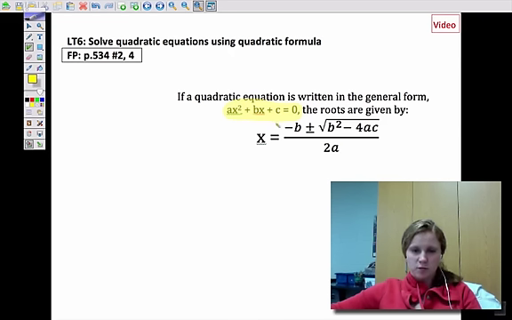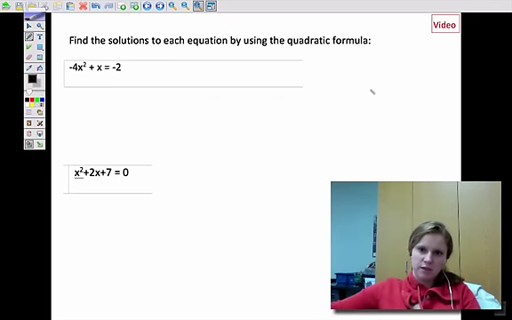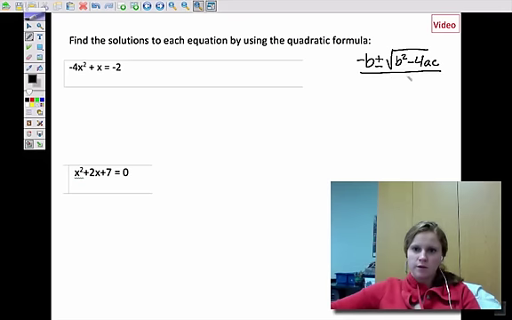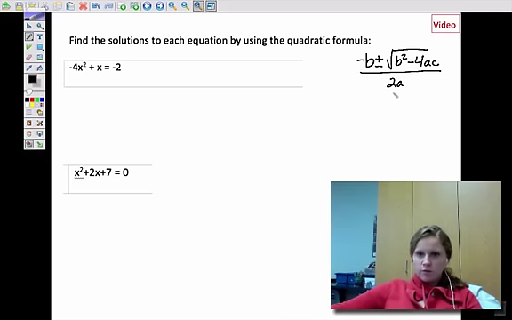When you have this general form, you can always take negative b plus or minus, that's where you're going to get your two answers. There will be two answers because we have x squared. The square root of b squared minus 4ac, all over 2a. That's the rule we're going to use to solve this. In our examples, I'm going to write that up here for myself: negative b plus or minus the square root of b squared minus 4ac all over 2a. And we can literally just plug and chug once we have our equations in general form.